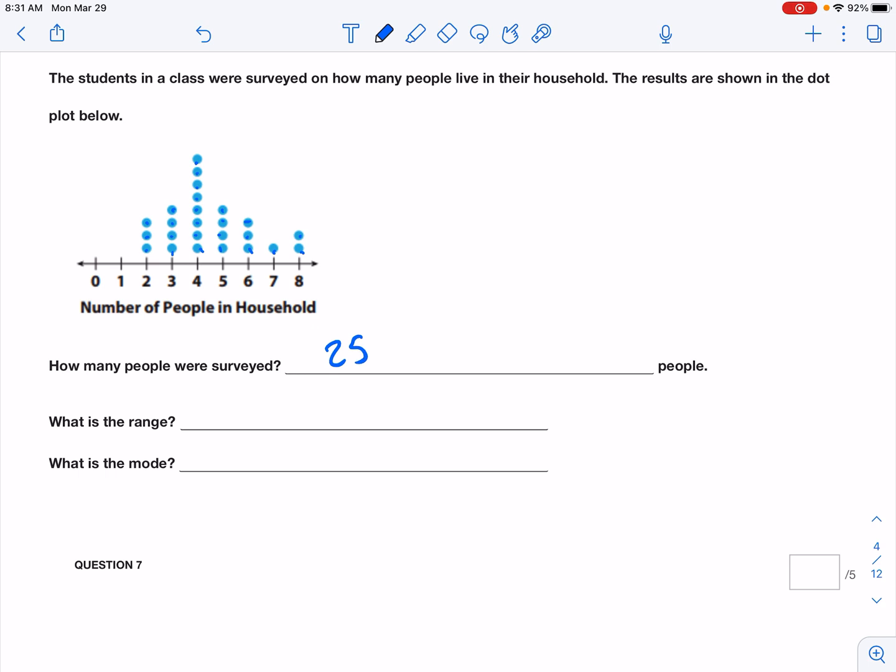The range, our biggest number was 8. Our smallest is 2. So 8 minus 2 gets a range of 6. And the mode, the one that has the most, is 4.